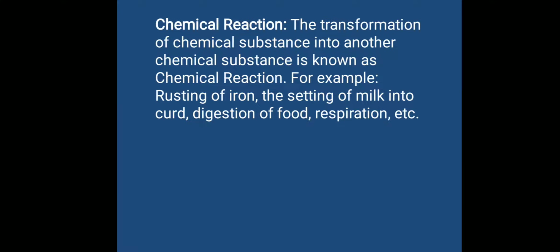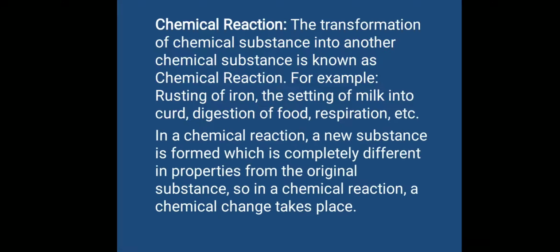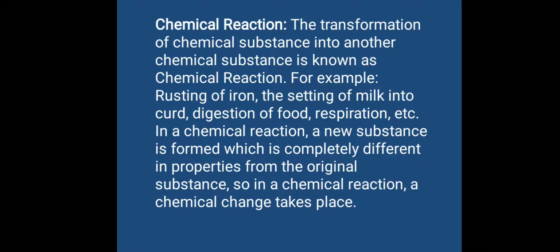The transformation of a chemical substance into another chemical substance is known as a chemical reaction. For example, rusting of iron, the setting of milk into curd, digestion of food, respiration, etc. In a chemical reaction, a new substance is formed which is completely different in properties from the original substance. So in a chemical reaction, a chemical change takes place.